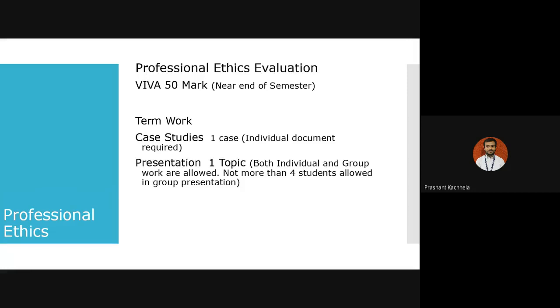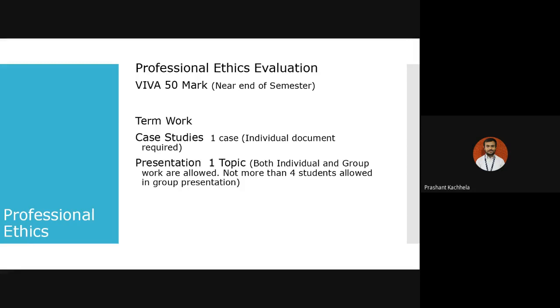So 50 marks for Viva, and as a part of Viva, we'll take your question answer round. We don't know whether it is going to be face to face in class, as the COVID situation is still going on. I'll tell you how we are going to conduct Viva afterwards, whenever we get information from the department. But term work is also contributing 50 marks in our syllabus.